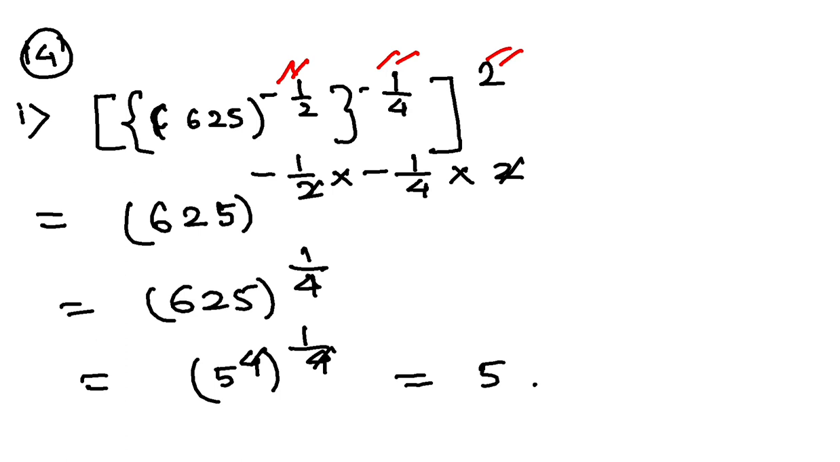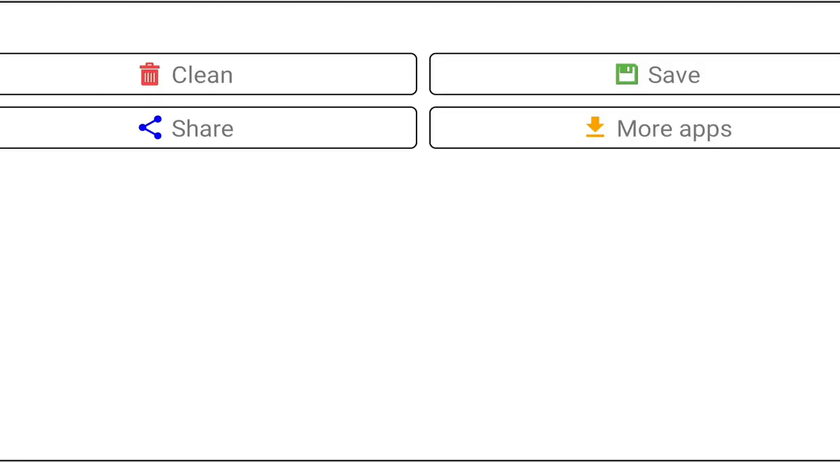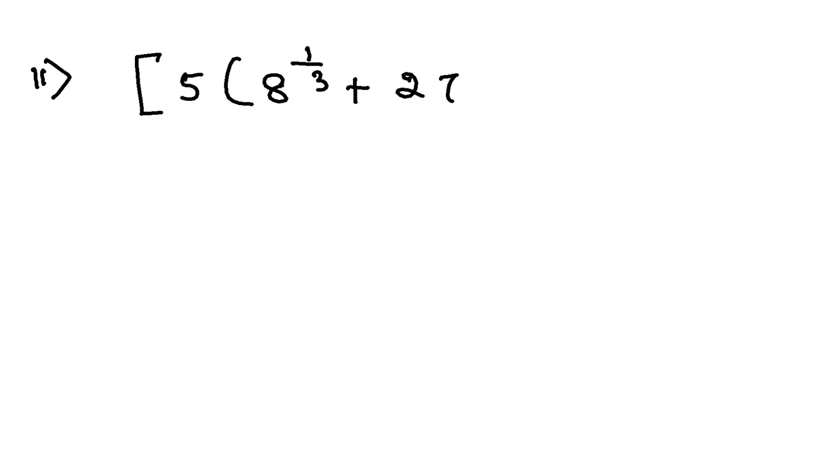Very easy, right? So now let's go to the last question, that is question number 14(2). So this is a very simple, very easy question. So 5 into 8 to the power 1 by 3 plus 27 to the power 1 by 3 whole to the power 1 by 4.